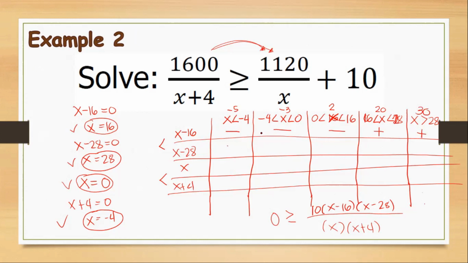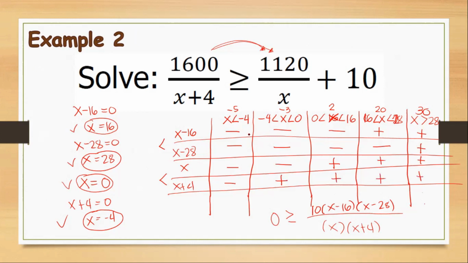Negative 5 minus 28 is negative. Negative 3 minus 28 is negative. 2 minus 28 is negative. 20 minus 28 is negative. And 30 minus 28 is positive. Let's have this. Negative 5, negative. Negative 3, it's still negative. When it's 2, it's positive. When it's 20, it's positive. And this one is positive. Next, x plus 4. So we have negative 5 plus 4, that's negative. If we have negative 3 plus 4, we get positive. If we have 2 plus 4, positive. This one is positive and positive.